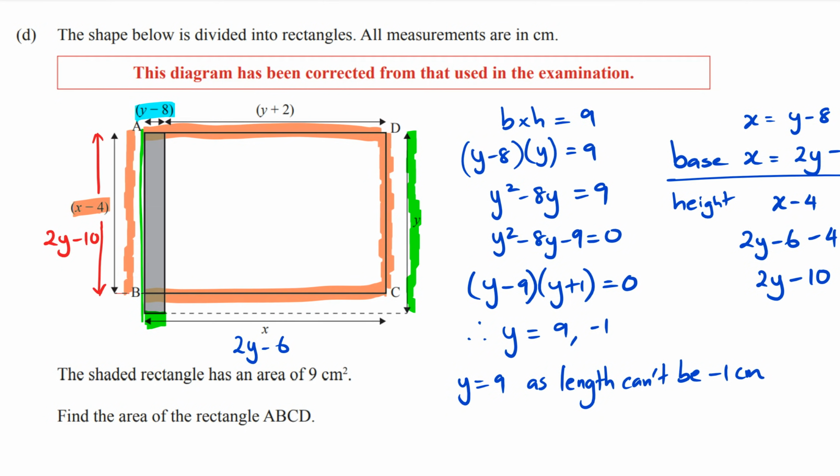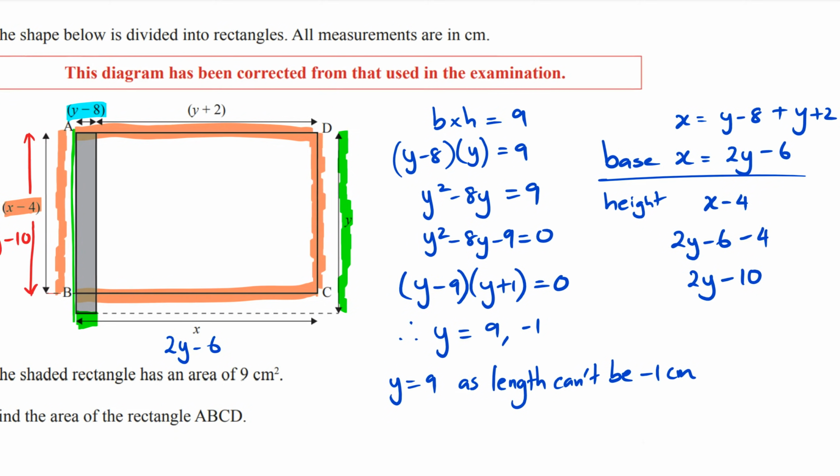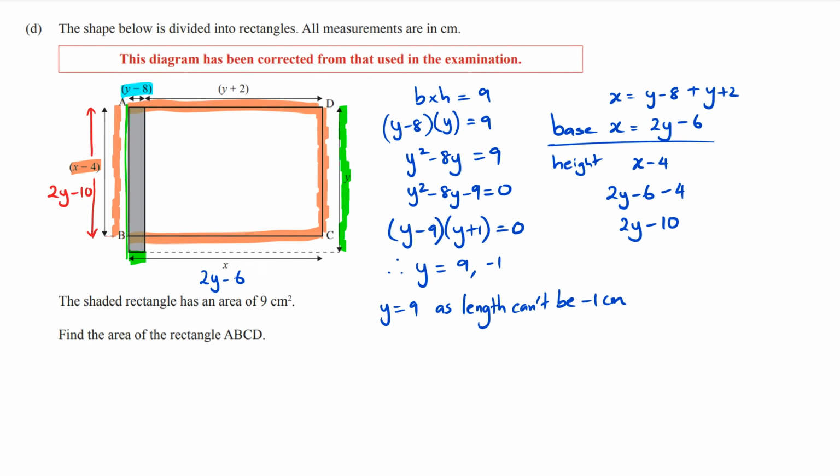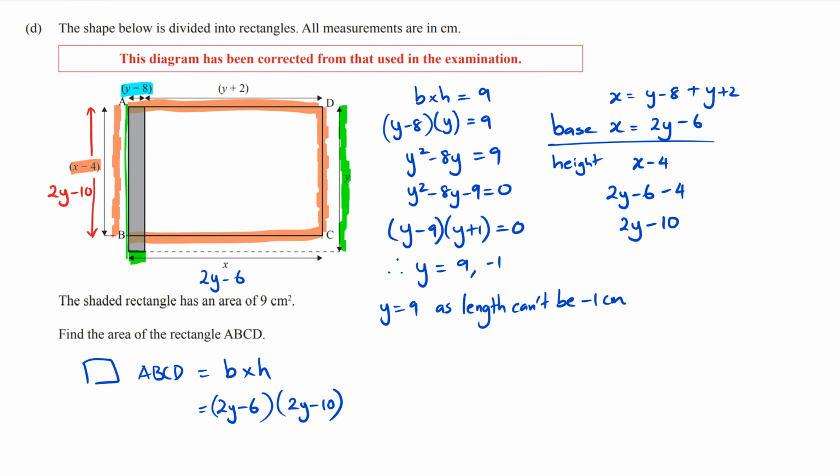So now I have the equation for my area for the rectangle. Let me just get some more space here. So area of rectangle ABCD is going to be base times height. Now the base is equal to 2y minus 6 multiplied by height, which happens to be 2y minus 10.